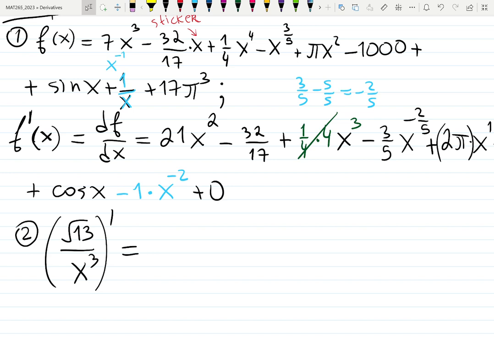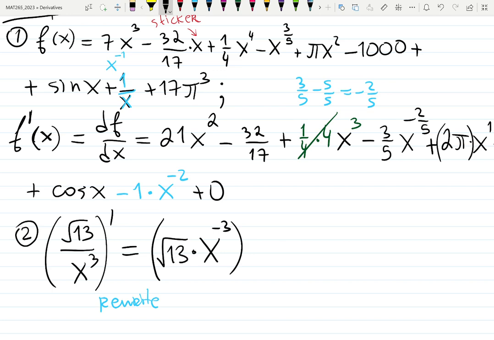Square root of 13 over x cubed. What are your suggestions? Please. Rewrite. I like that. Let me write down rewrite. But then how to rewrite it? Looks ugly. X to the minus 3. I love that. What happens to the 13?